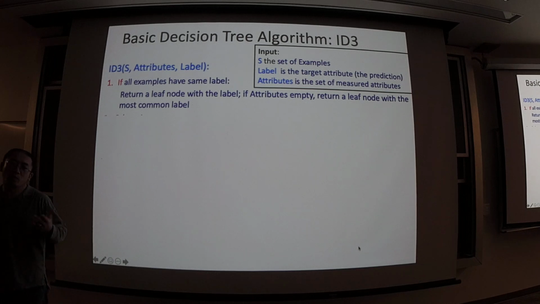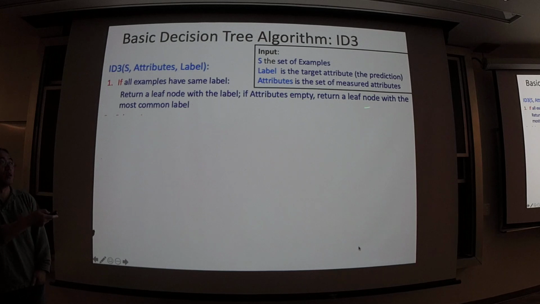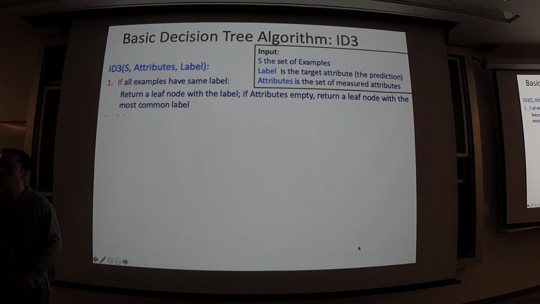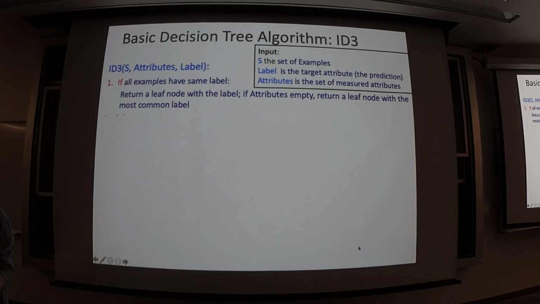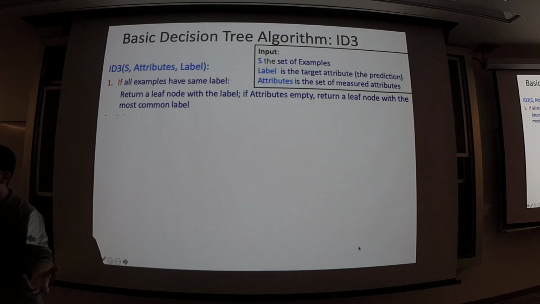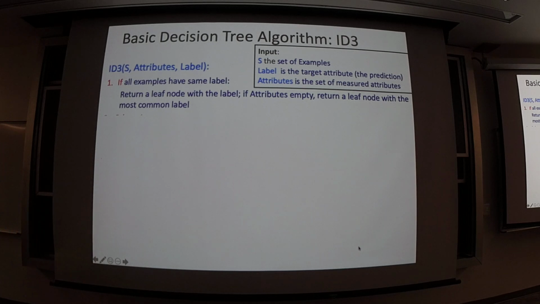Then the question is which label should we use as the label for the leaf node? Here we're going to use the most common label. So suppose I have 50 examples, but I don't have any attributes to split them, and in these 50 examples, 30 are positive and 20 are negative. Then I'm going to report that the leaf node has a positive label, right? Does this sound reasonable? Okay, so those are the base cases.